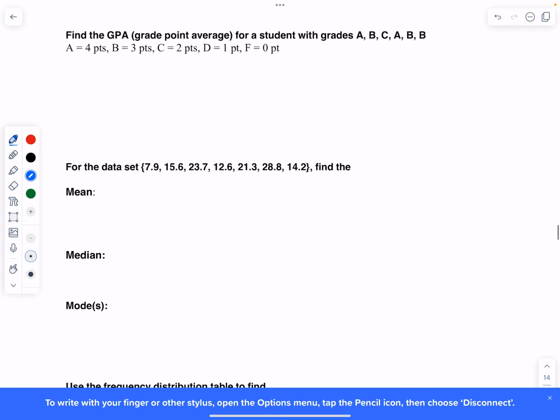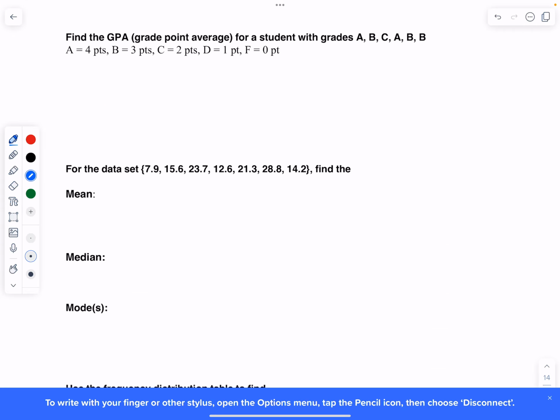Find the GPA, grade point average, for the student with the grades A, B, C, A, B, B. All right, A is written out as 4 points, B is 3, C is 2, D is 1, and F is 0. Now, it's asking me for the average. So I am not going to do the mode for that. I'm actually going to look for the mean. The mean is synonymous with the word average. Okay, so the mean, that's what I'm looking for.